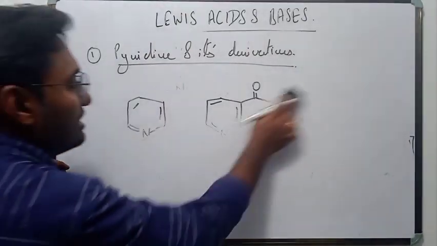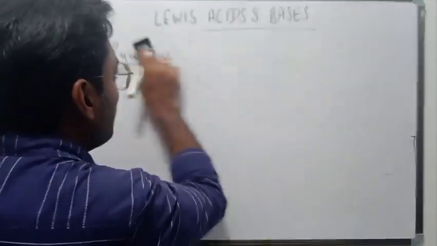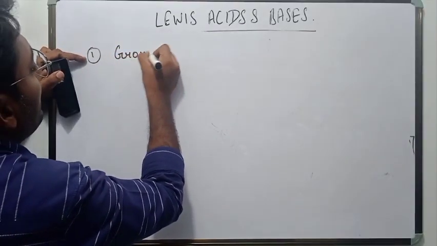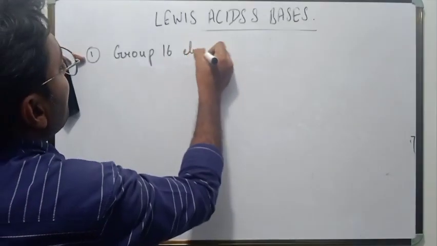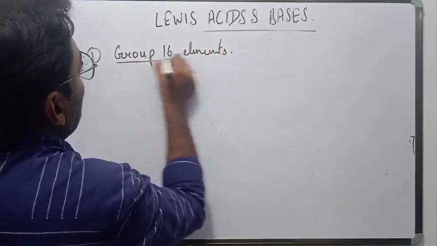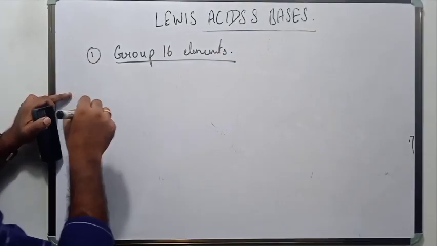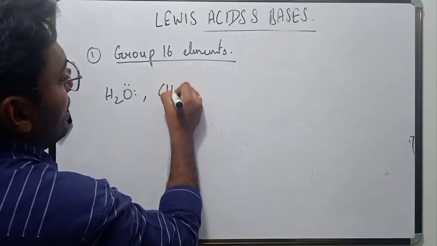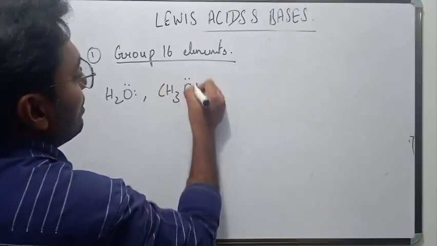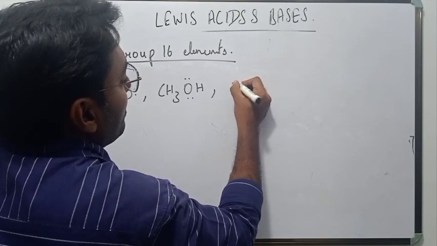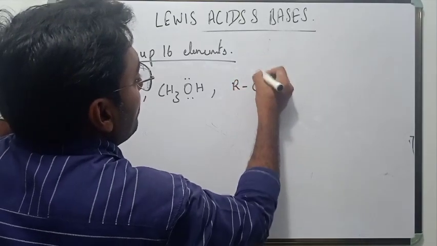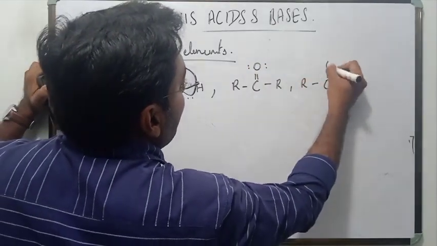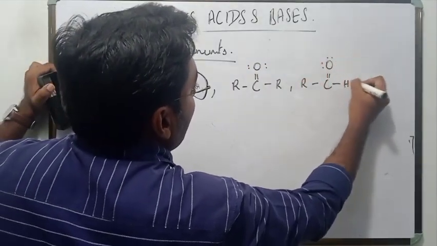Let us see the third example: atoms belonging to group 16. Let us see group 16. Group 16 is the oxygen family. Okay, so we are going to write compounds of oxygen: H2O, your alcohol, your ketone, aldehyde, ether.